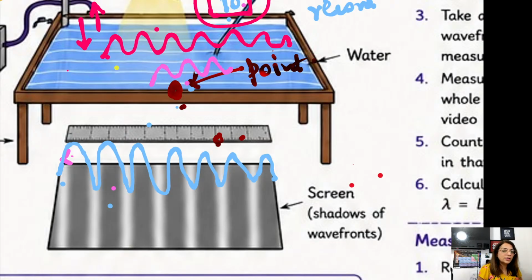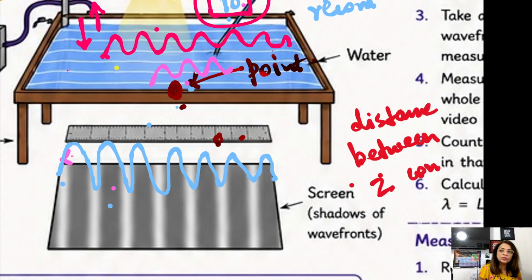Wavelength is the distance between two consecutive crests. Consecutive means just one after the other. So like this, number 1, number 2, number 1, number 2. That's my two consecutive crests, and the length between them is my wavelength.